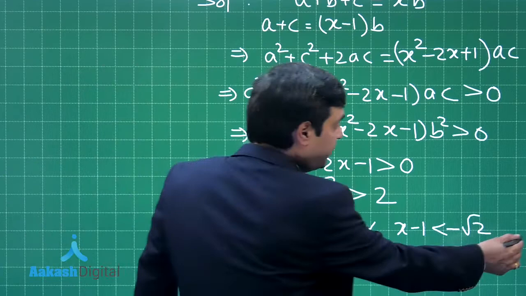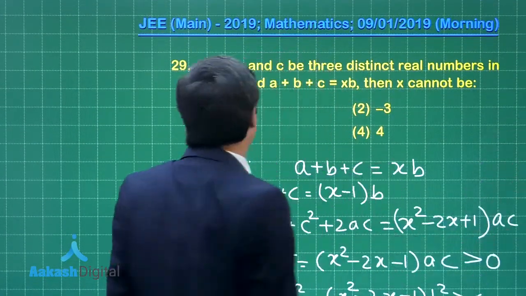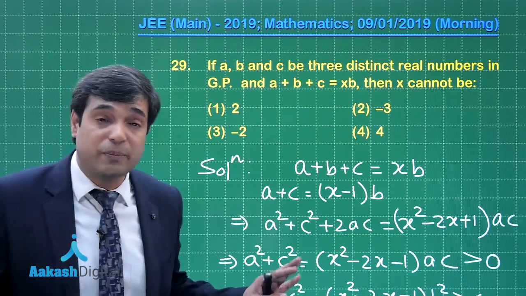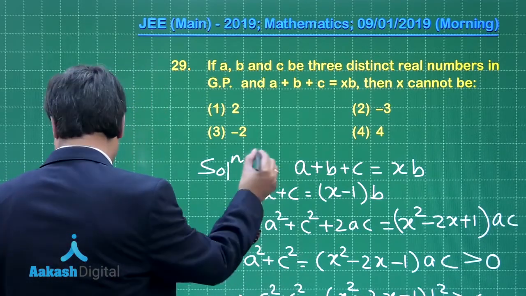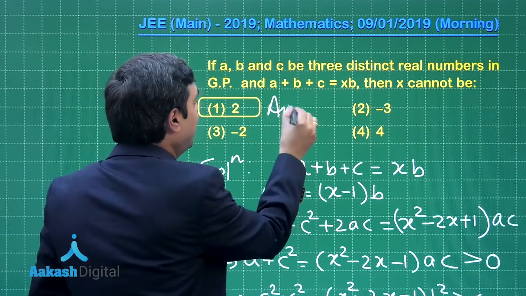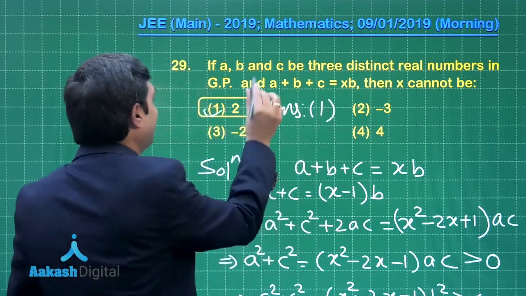So from the given options we can clearly see first option, which has the value for x as 2, this is not possible. So correct answer for this given question is option number 1. So let's write it down as option 1 is the correct answer.